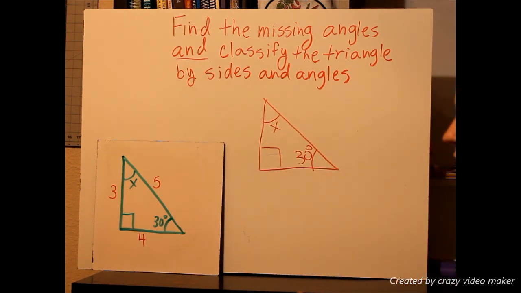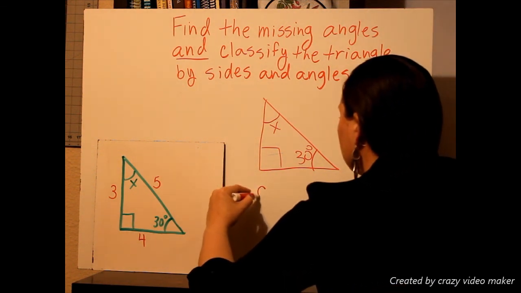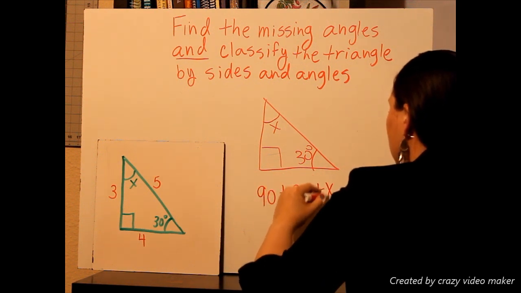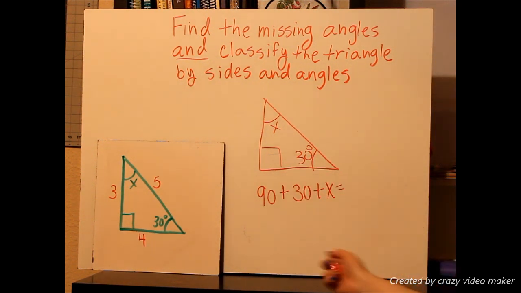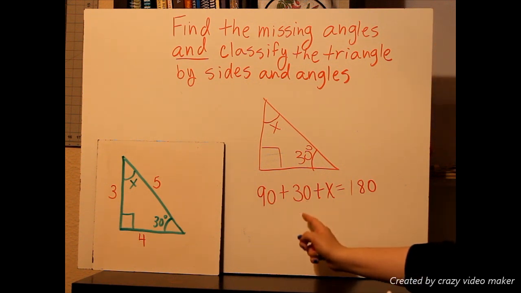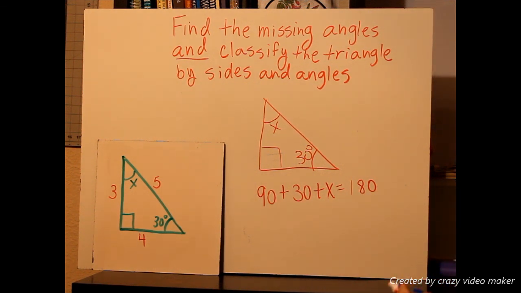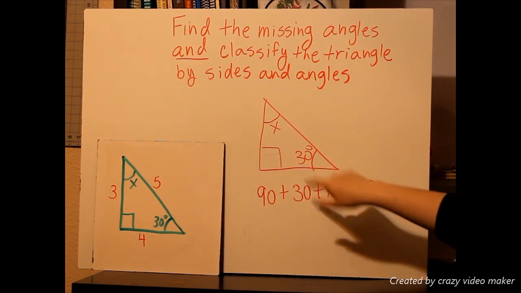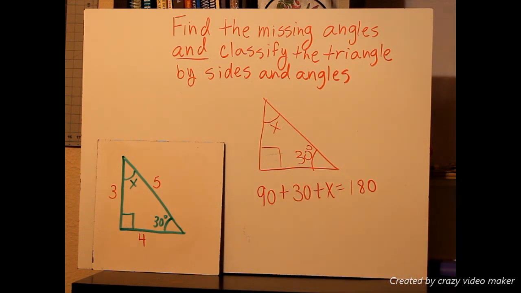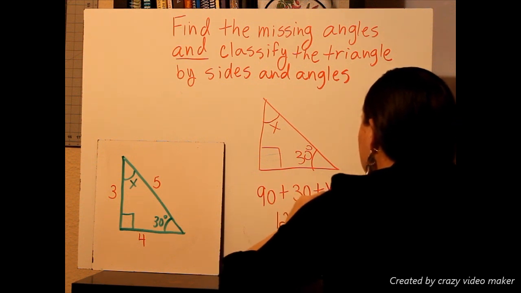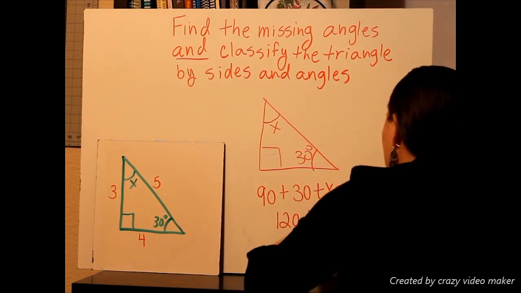We have to write an equation. 90 plus 30 plus X, according to the Triangle Sum Theorem, has to add up to be 180. So I have to figure out 90 plus 30 plus what number is going to give me 180. Here, we can add the 90 and the 30 together to simplify this. So 90 and 30 make 120. So 120 plus X is equal to 180.